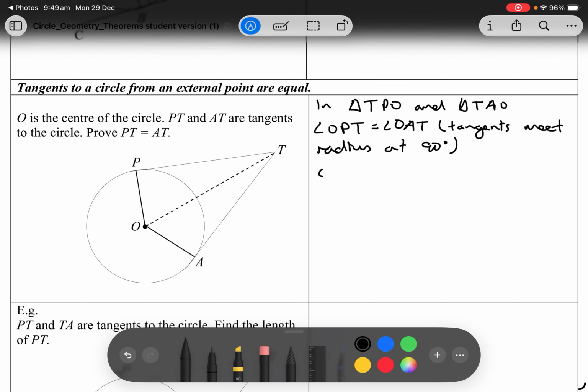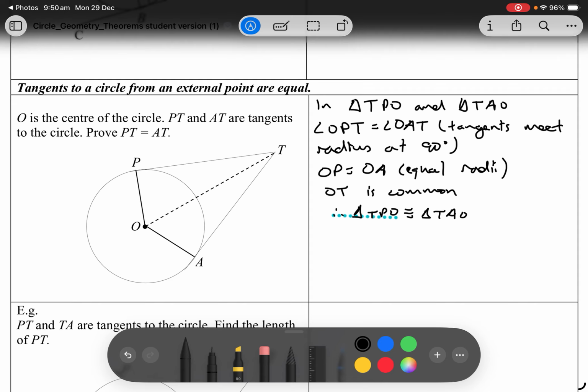We can also say that OP equals OA, and we know this because they are equal radii. We also know that OT is common. Now, with that, we have our three bits of information. So we can say, therefore, triangle TPO is congruent to triangle TAO. And it's RHS because we have a right angle, we have a hypotenuse, and we have a side.